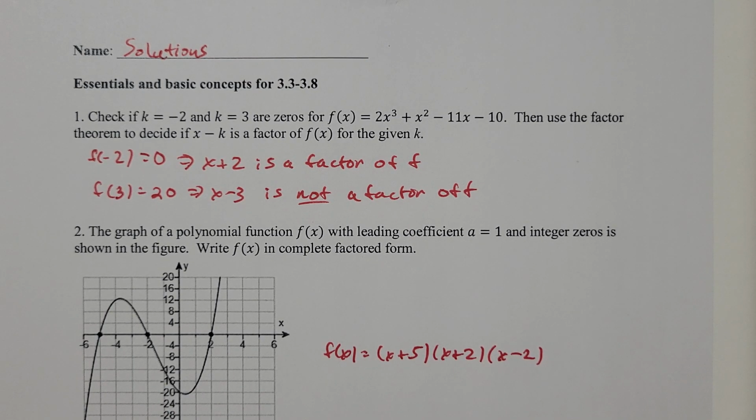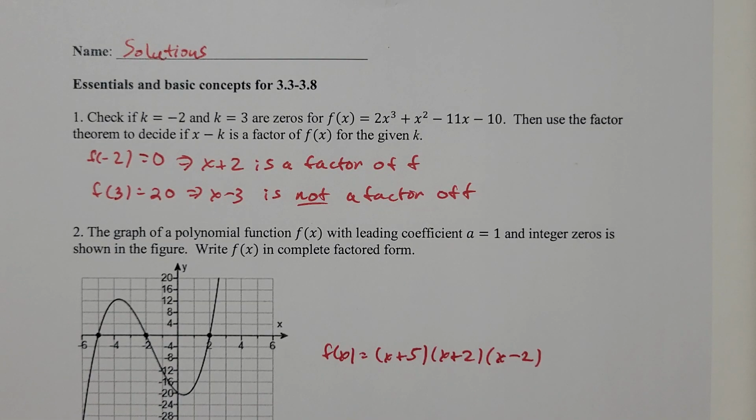Okay, I'm going to start the notes for sections 3.3 through 3.8. And so let's do that now. Problem 1, I want us to check if the numbers k equals -2 and k equals 3 are zeros for the function f of x equal 2x cubed plus x squared minus 11x minus 10. Okay, and then we're going to use the factor theorem to decide if x minus k is a factor of f of x for the given k value.